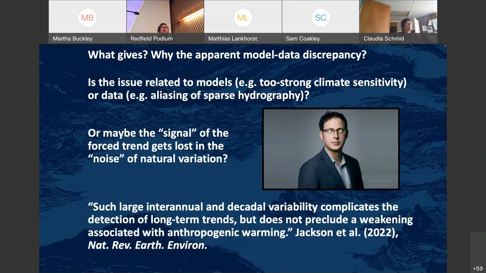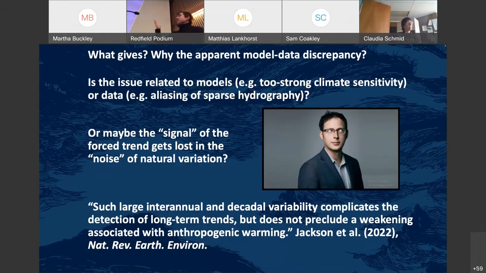Is it the models? Are they too sensitive to climate forcing? Are they missing some important physics? Or is it the data? Are you aliasing some sparse hydrography, or are you looking too much at one data set which may have idiosyncrasies or issues with it that may be clouding the inference?